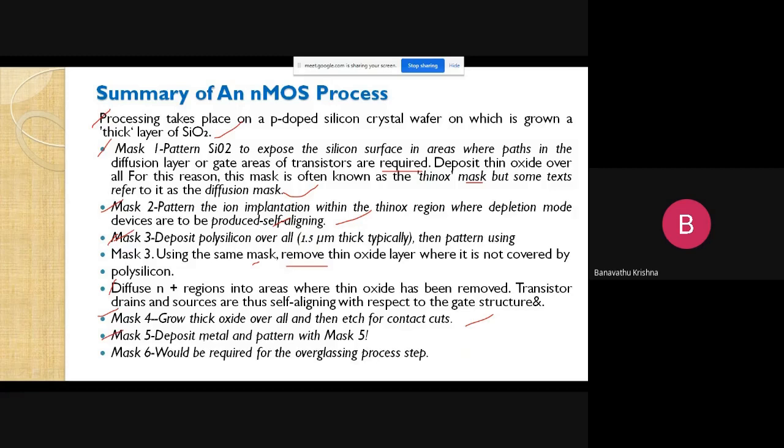Mask 5 is deposit metal and then pattern in the mask 5. So deposit the metal layer over all the surface of the crystal surface, and then where we need to make the connection, that area we need to maintain, and for that we need to make the connection of source, drain, and gate terminal. For that we need to cover the entire surface again with the photoresist layer, and then masking. Where we need to make the connection, that area is not shielded and the remaining area is going to be shielded, and then expose the ultraviolet rays. Finally, we get the source and drain regions and gate regions.